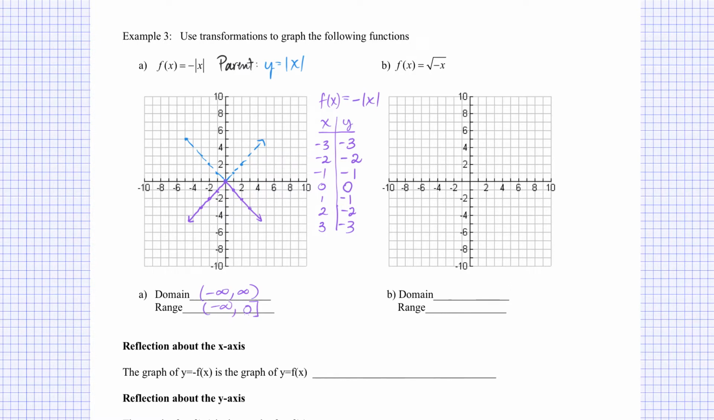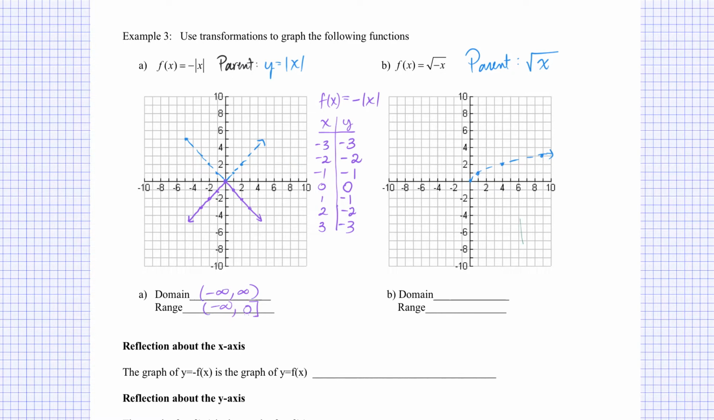And that one is f of x equals the square root of the opposite of x. And so my parent function again here, this time is the square root of x, right? And so when I'm plotting those points, which I should know well, right? 0, 0, 1, 1, 4, 2, 9, 3. If I know my parent function, this is all going to be very much easier, right? And then I'm going to graph the transformed function.